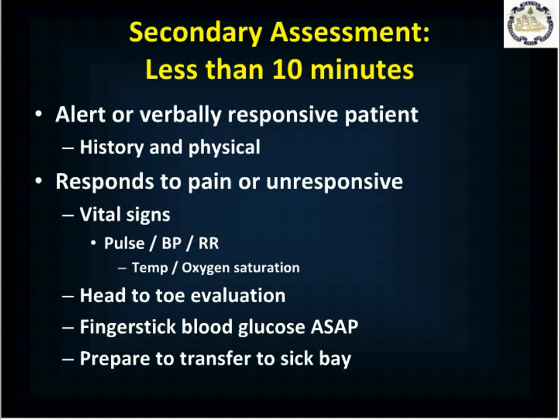So if you've got an alert or verbally responsive patient, then you can get a history from them. You can do a physical exam. If they only respond to pain or they're completely unresponsive, then you want to check vital signs. Definitely pulse, blood pressure, and respiratory rate. You also want to, at some point, check a temperature and oxygen saturation, but to do that, you need to have a thermometer and a pulse oximeter. So if you don't have those devices immediately available to you, you may not get those findings right off.